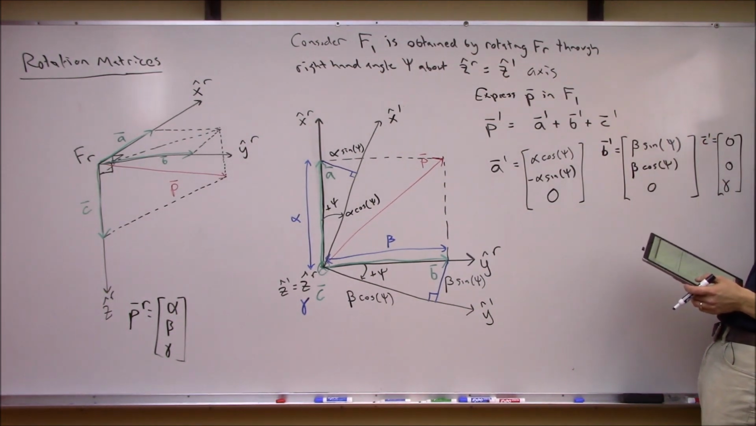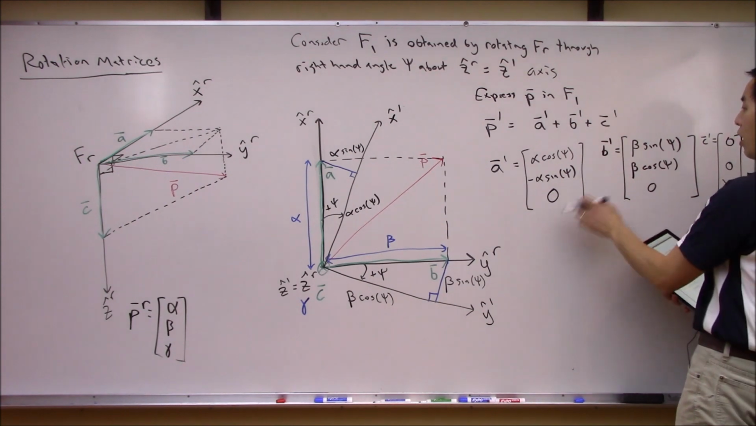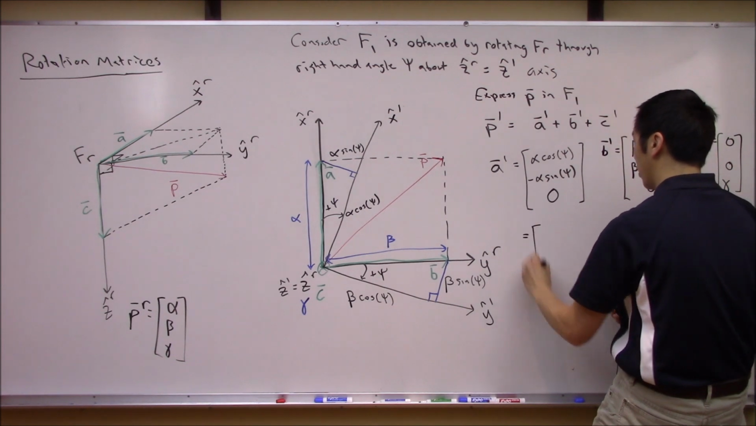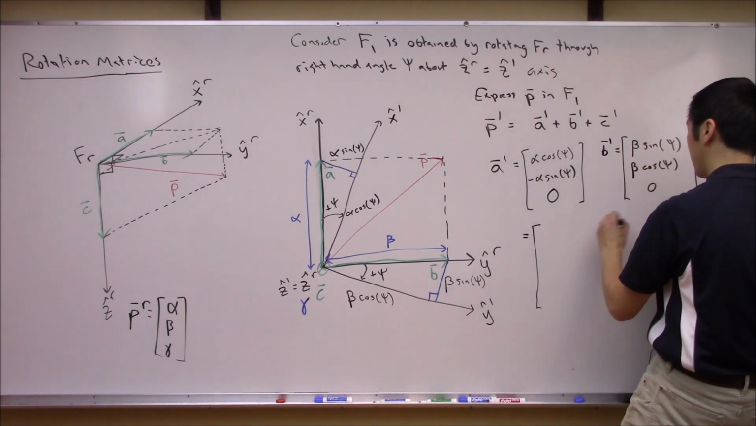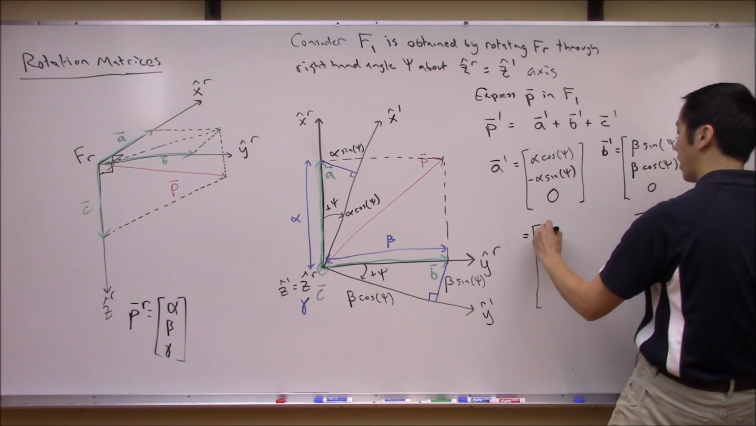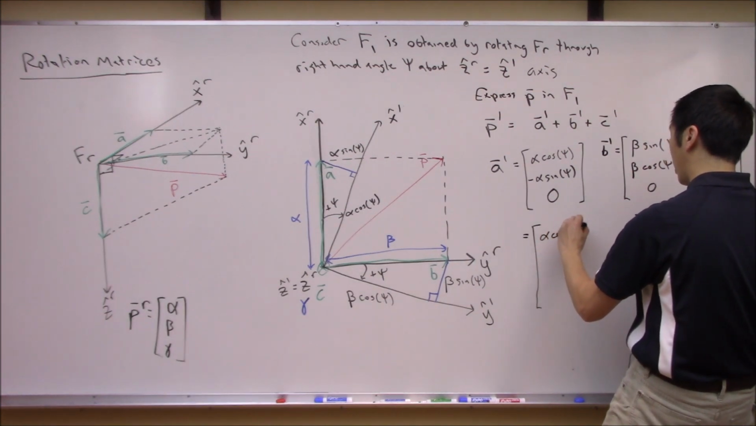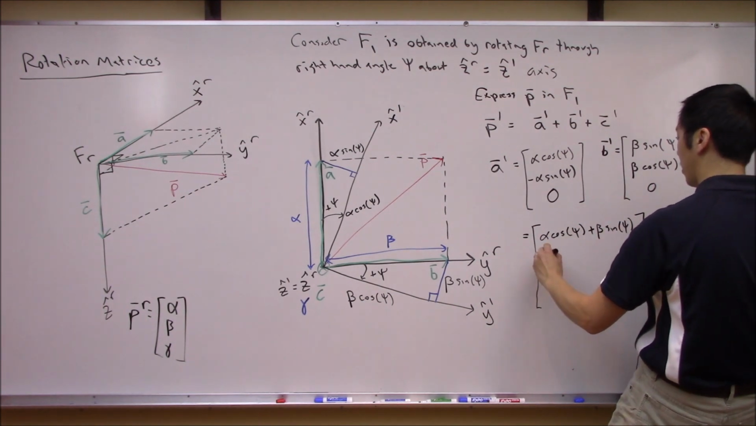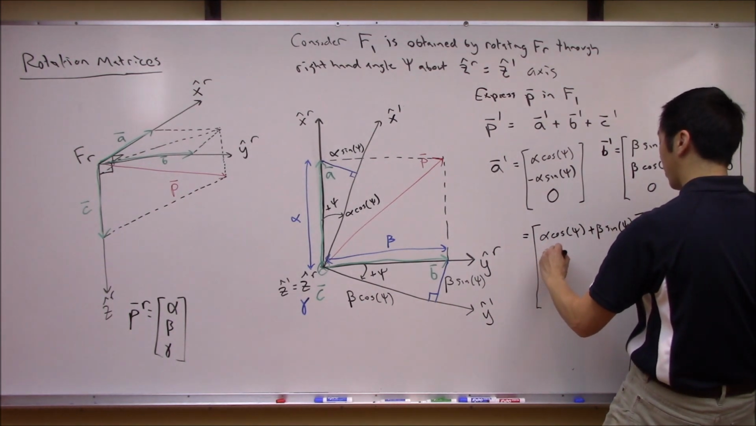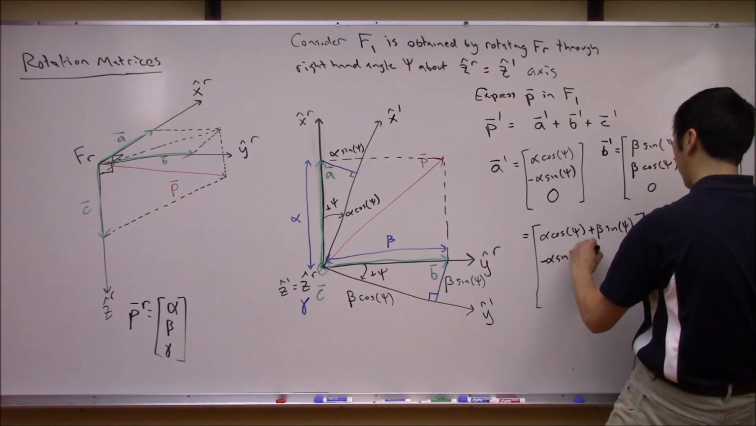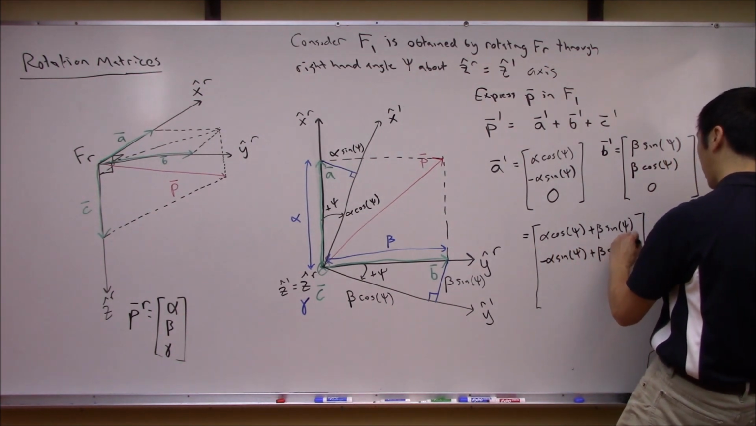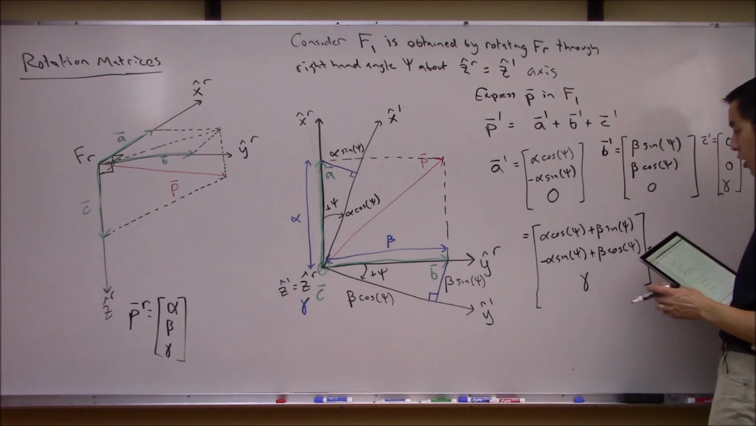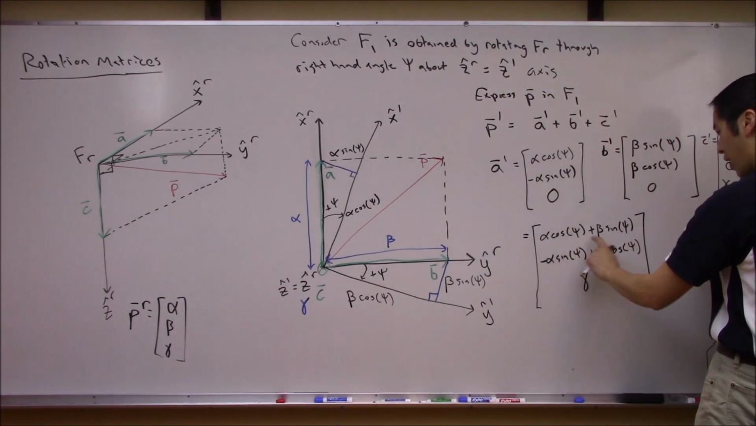All right, great. So let's plug these 3 expressions in for the right-hand side. If you write this down, you end up with alpha cosine psi plus beta sine psi, and then minus alpha sine psi plus beta cosine psi, and then you get gamma down here. Okay, great. You know what? Let's pull out alpha, beta, and gamma.